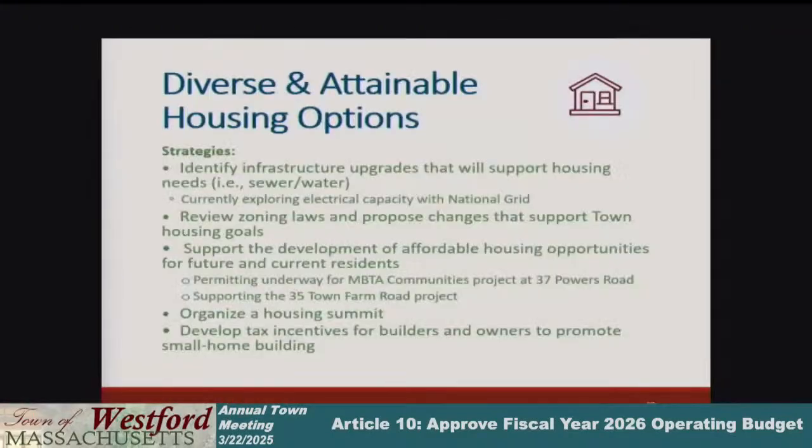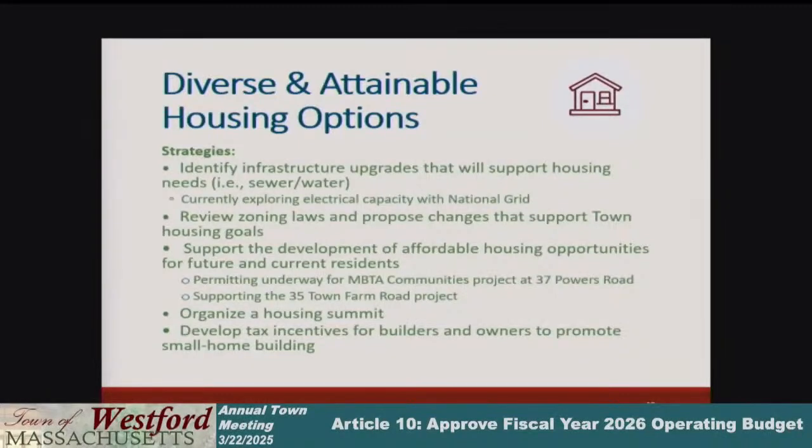We have a commitment to diverse and attainable housing options. We want to identify infrastructure upgrades that are necessary. We're currently exploring needs with National Grid. We want to review our zoning bylaws and propose changes that support the town's housing goals. And we want to support the development of affordable housing opportunities for future and current residents.